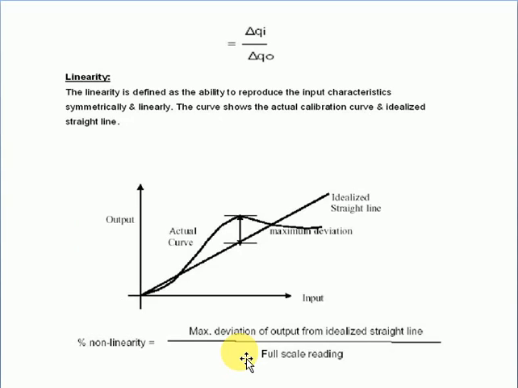So what is linearity? Linearity is defined as the ability of an instrument to reproduce its input linearly. Means linearity is defined as the ability to reproduce the input characteristic symmetrically and linearly. On the input versus output curve, if it is linear, then the linearity holds true, but the actual curve is not linear. The actual curve looks like this.